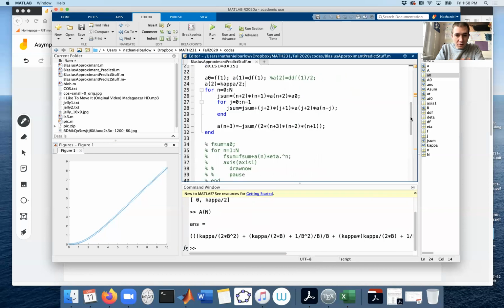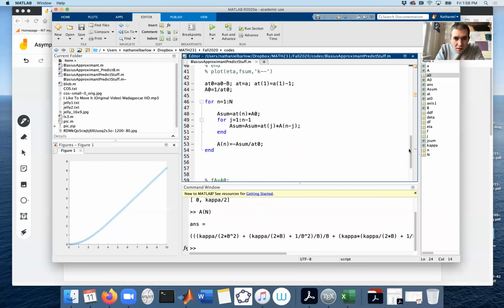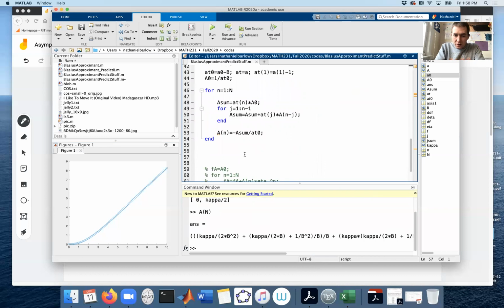So now what we can do is set up a system of equations. The first equation is going to be a of capital N, and the second equation is going to be a of capital N minus 1. Okay, and then we're going to solve the equations. So we'll say R is the roots of the equations.